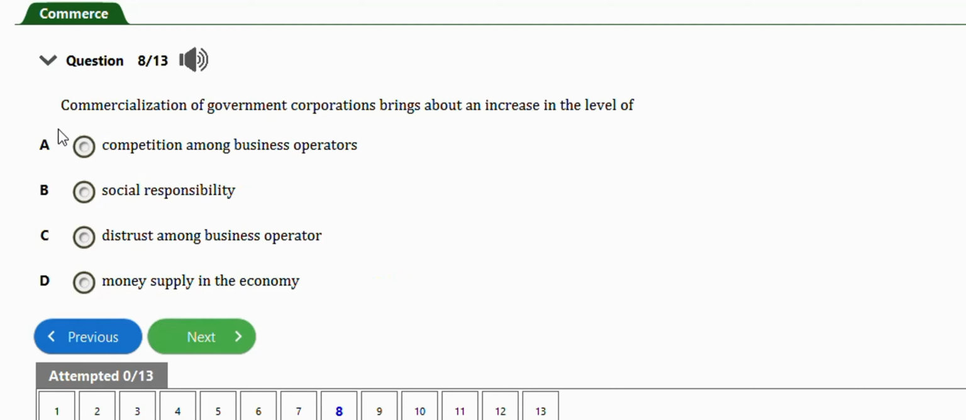Next question. It says commercialization of government corporations brings about an increase in the level of: competition among business operators, social responsibility, distrust among business operators, money supply in the economy. The right answer is option B, competition among business operators.